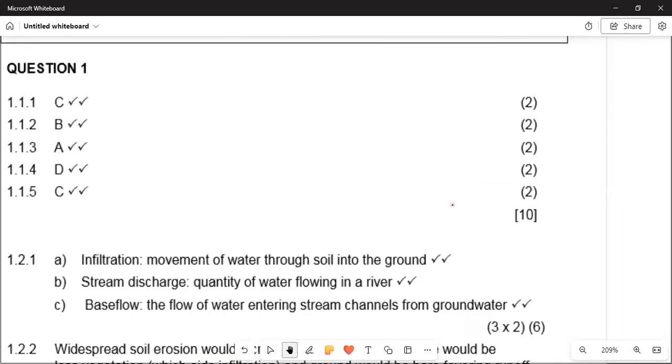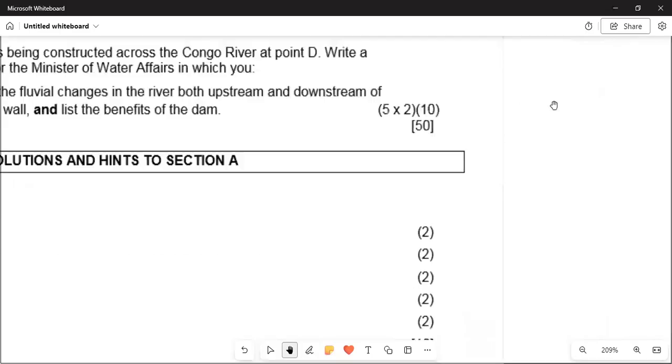The infiltration is the movement of water through the soil into the ground. And then the stream discharge, here we are saying that that is the quality of water flowing in the river. You get your 2 marks. And then the base flow is the flow of water entering the stream channels from the groundwater. Then you get your 6 marks. That is what I wanted to show you.